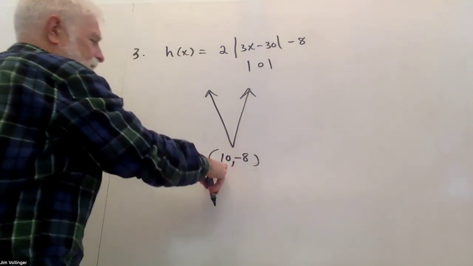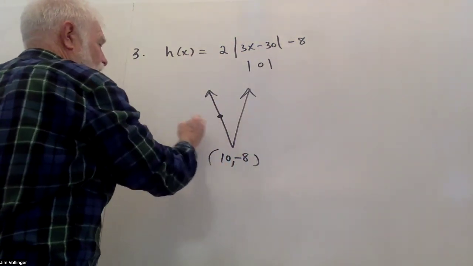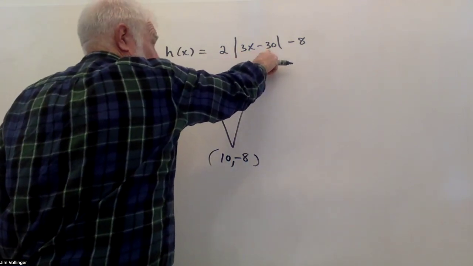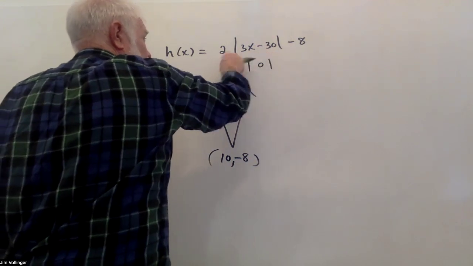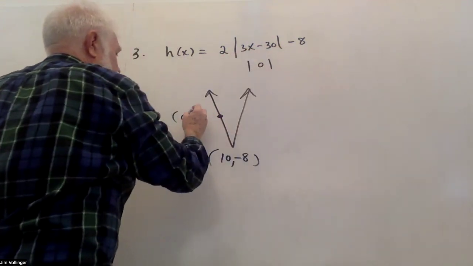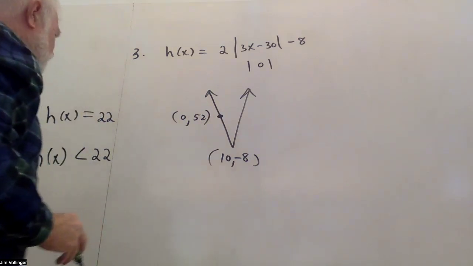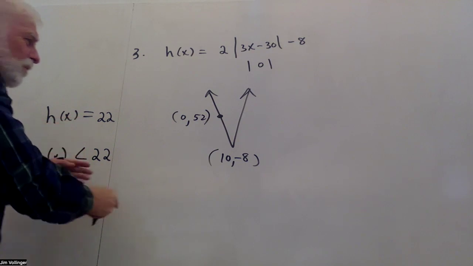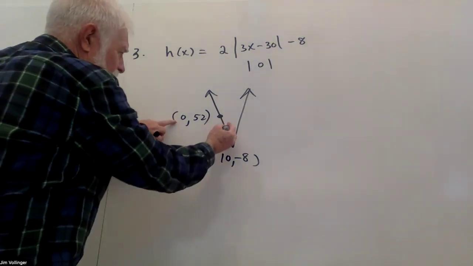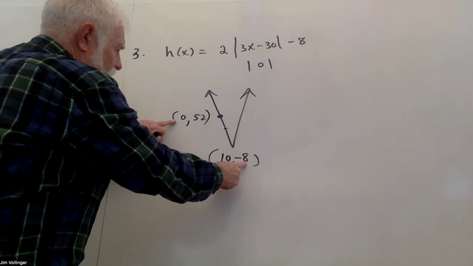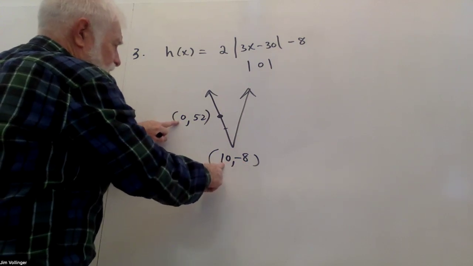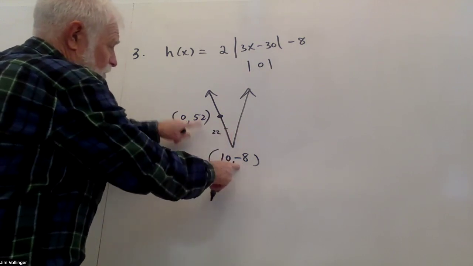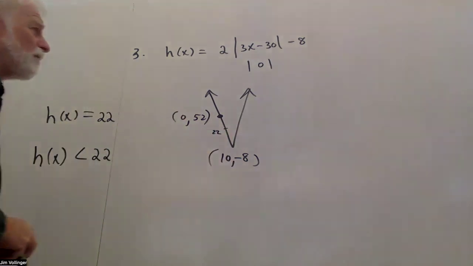So our y-intercept is to the left of 10. I always put it right in the middle. So I put a 0 in and I get the absolute value of negative 30, which is 30, times 2 is 60, minus 8 is 52. And that's helpful because it gives us a guide here. We're going to be working with finding heights of 22, so we know one of our answers has to be somewhere between 0 and 10 for the x's, right? This height of 22 is between these numbers. All right, so let's go find them.